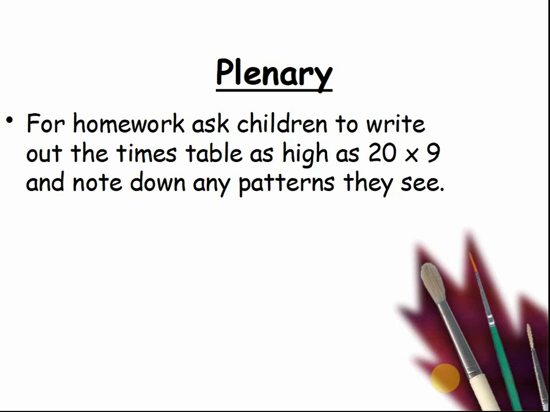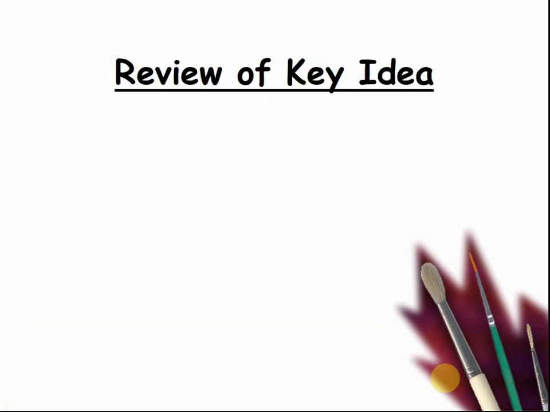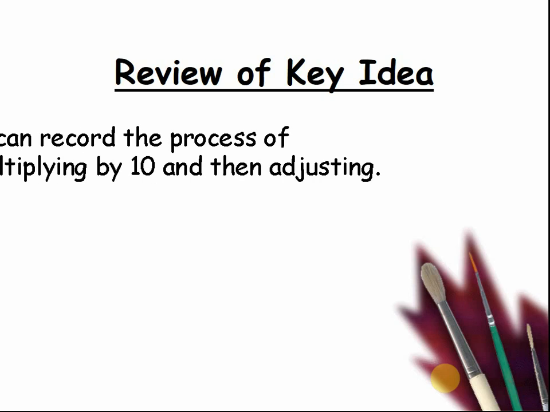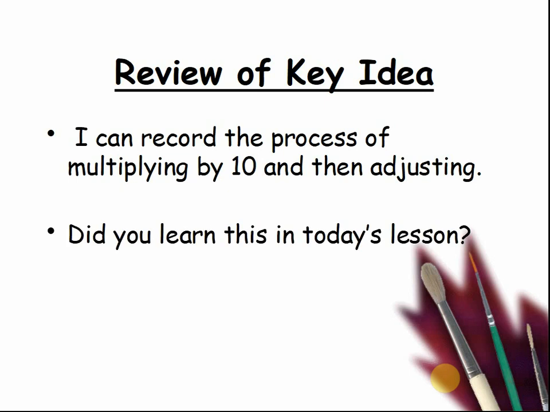Plenary. For homework, ask children to write out the times table as high as 20 times 9 and note down any patterns they see. Add together all the digits in each answer. What do you notice? Pause the video and discuss. Here's a review of the key idea. I can record the process of multiplying by 10 and then adjusting. Did you learn this in today's lesson?